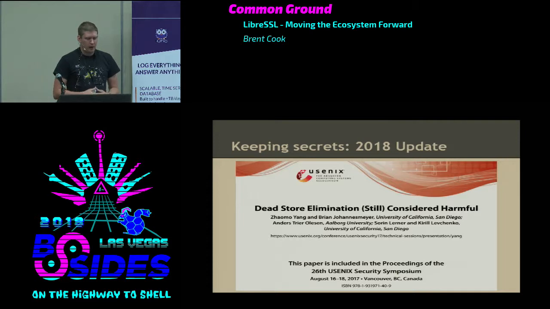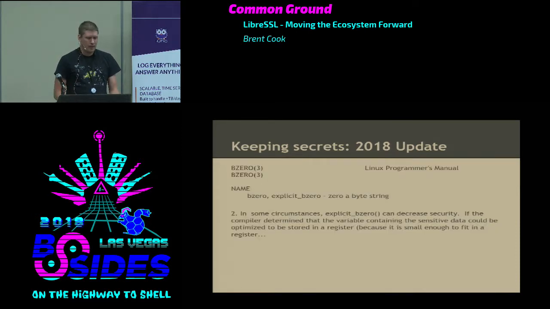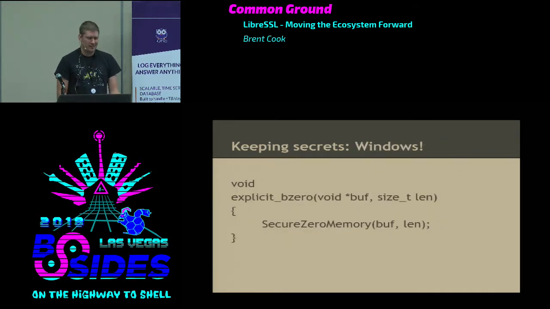Now, there's still problems with this. There's a recent USENIX paper about dead store elimination still being a problem within a lot of secure software. So strangely enough, this is still a problem in 2018 with different pieces of software and different compilers. Something to note here is if you read the current Linux manual for it, it actually still says explicit_bzero can decrease your security if the compiler is determined enough and decides that all your data is stored in a register, then you can't optimize it out. So it's kind of one of those damned if you do, damned if you don't kind of things.